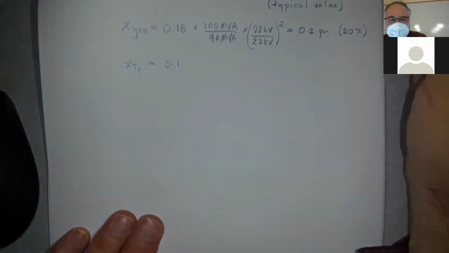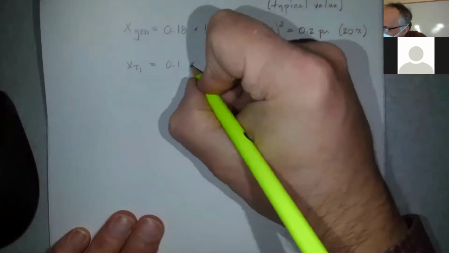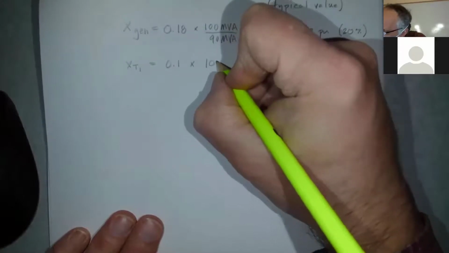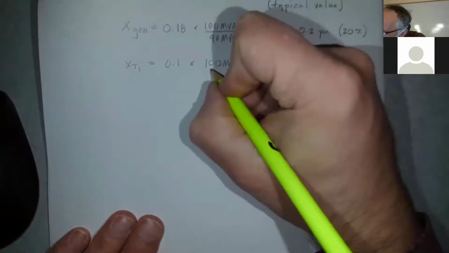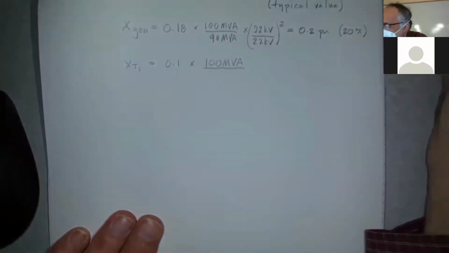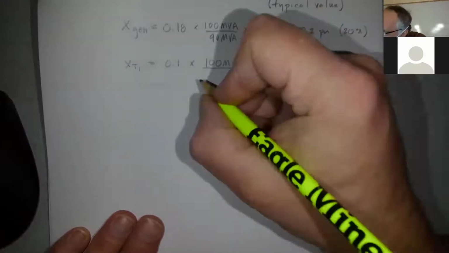Point 1. What is that transformer rated at? We know the new system base is going to be 100 MVA, but what is that? Transformer said it's a 10% impedance, or 0.1 per unit. But what's the MVA rating of that transformer? 50 MVA?